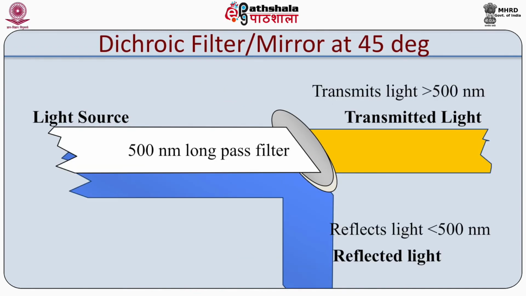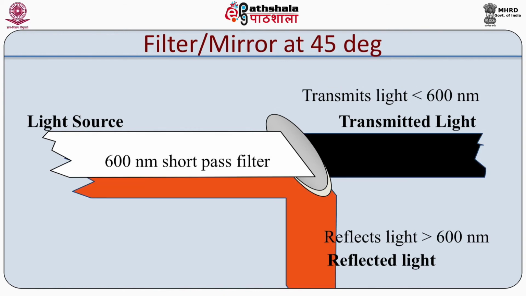So, this is a dichroic long pass filter of 500 nanometers, which allows light of greater than 500 nanometers to be transmitted, and the rest is reflected. The light below 500 nanometers is reflected light. Similarly, a dichroic short pass filter allows light less than 600 nanometers to be transmitted, and the blocked light above 600 is reflected at 90 degrees.